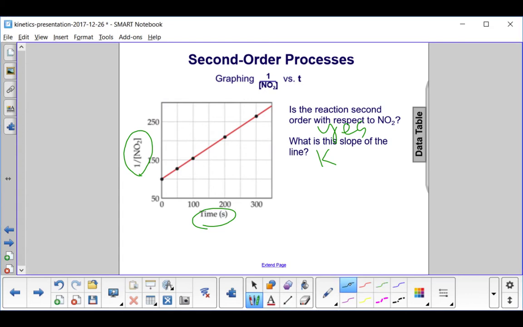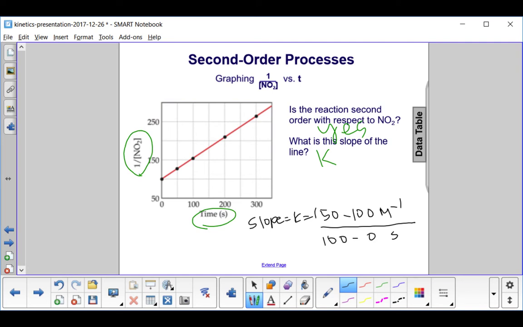So I'm just going to pick 2 data points, and I'm going to pick the first one at time 0 right here. I'm going to pick this one just a little further up here at 100 on the x-axis, 150 on the y-axis. So remember that slope is equal to k is equal to the change in y. So 150 minus 100, and the units there, 1 over concentration would be molarity to the minus 1. And then the time, 100 minus 0 seconds.